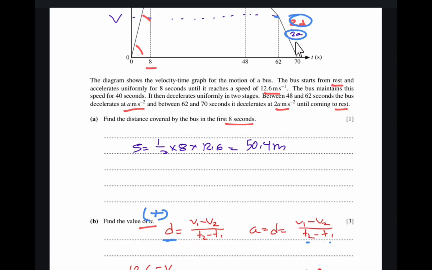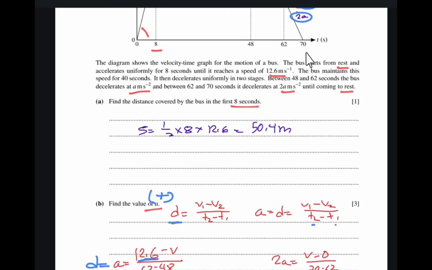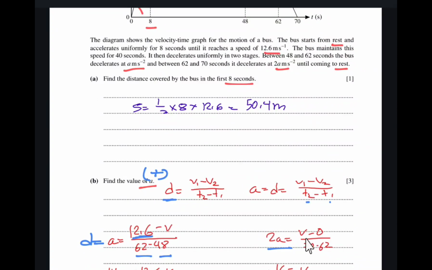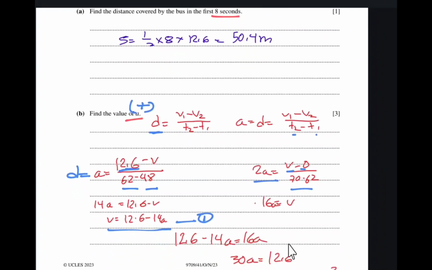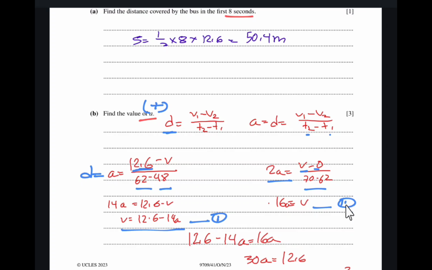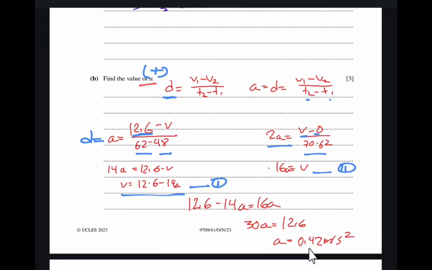Since it is deceleration and we have to give our answer as positive, we take the initial velocity, which has a higher value than the final velocity, so the answer should be positive. So 2a is equal to initial velocity minus final velocity by total time, that is 70 minus 62. After calculating we get our second expression. Then we solve it simultaneously to find the value of a, that is positive deceleration, 0.42 meter per second square, as our final answer.